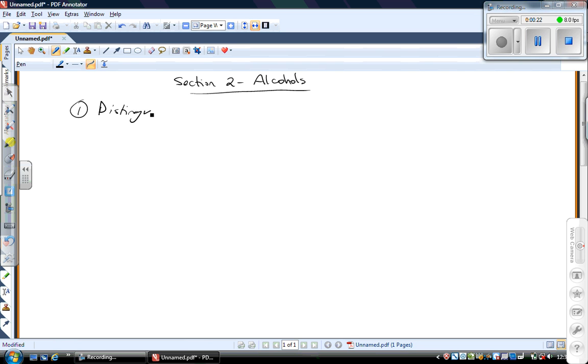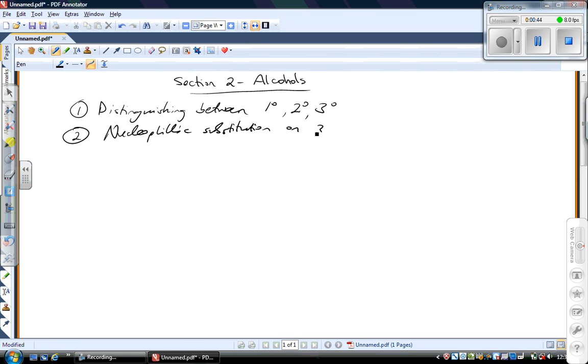So distinguishing between primary, secondary, and tertiary. We'll take a look at that in a second. The next thing we took a look at was nucleophilic substitution on a tertiary alcohol, and this is experiment based, so we'll take a detailed look at that.